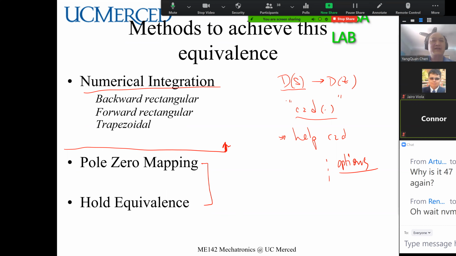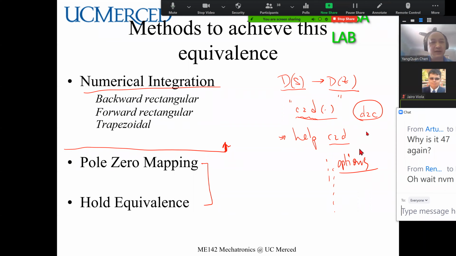Fortunately, if you have any S transfer function and you want to get a Z equivalent, you have C2D, continuous to discrete. You can imagine there's also D2C. When you do C2D, you see lots of options and you don't understand what those options mean. I'm going to explain them, and after the end of today's lecture you will understand all the options. The first ones are called backward, forward and trapezoidal, which you have probably heard about. The other two are called pole-zero mapping and hold equivalence.